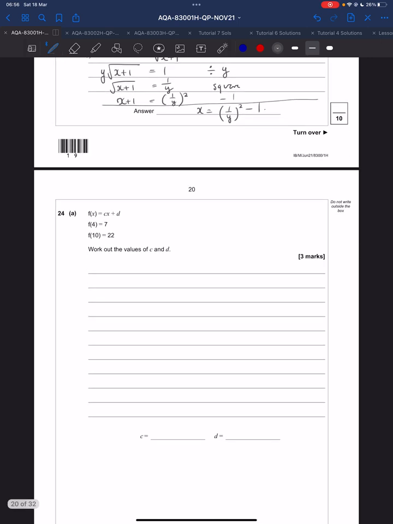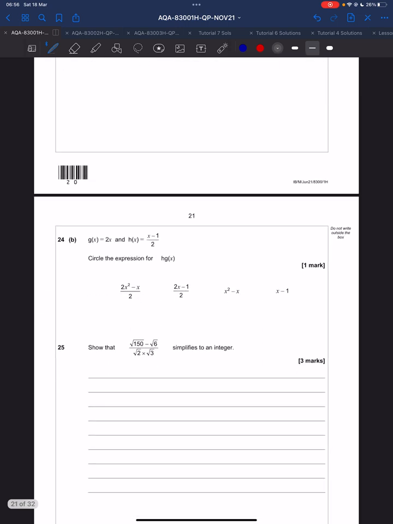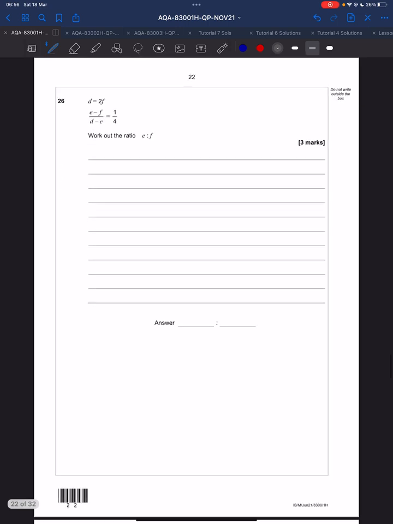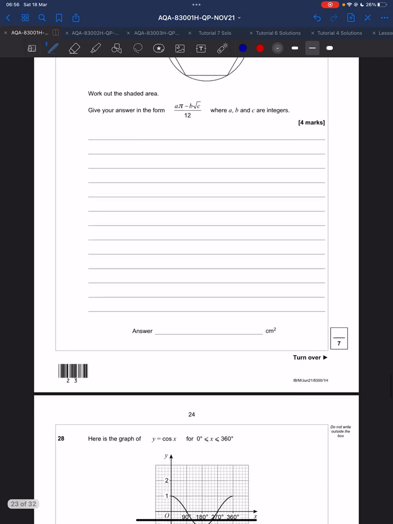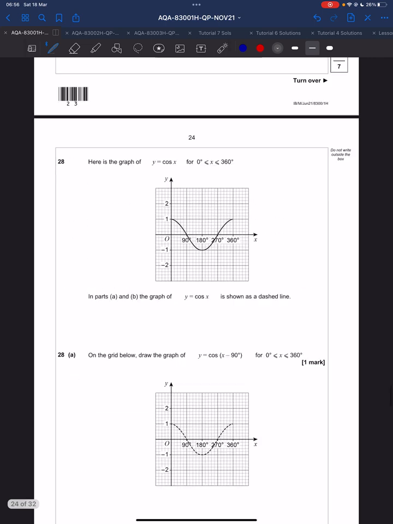Number 24. Are there some big questions coming up? Yes, I know we get to question 29. Not really? Okay, oh, 28. Right, just keep going.